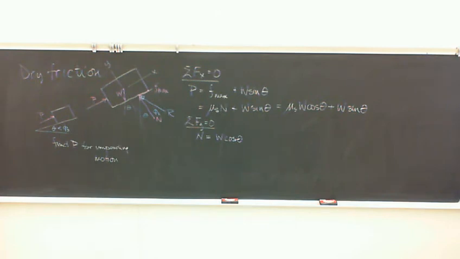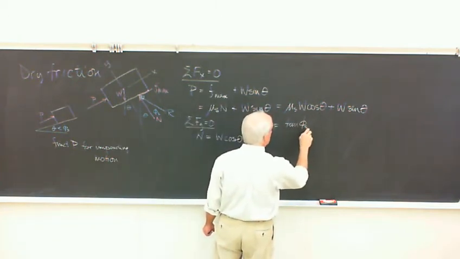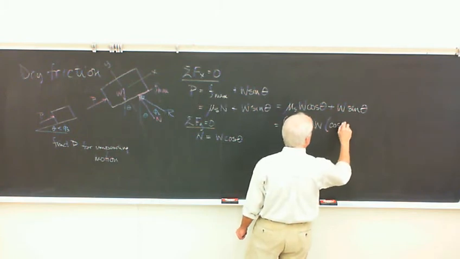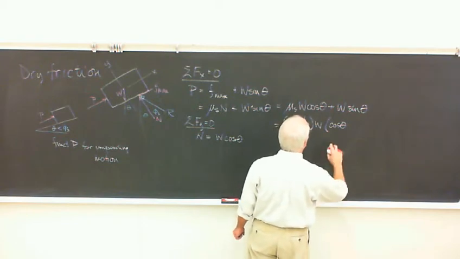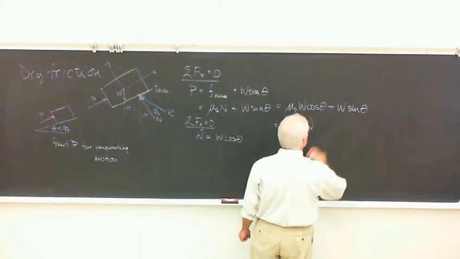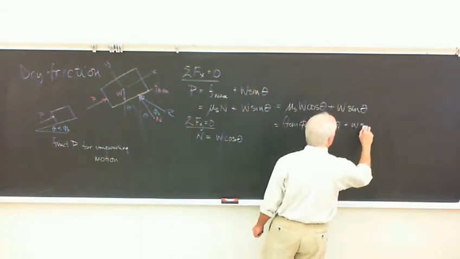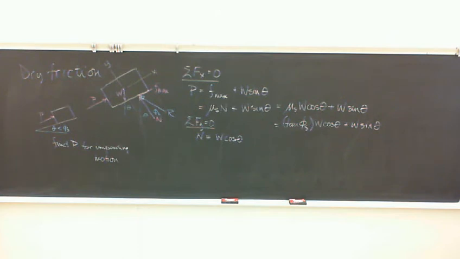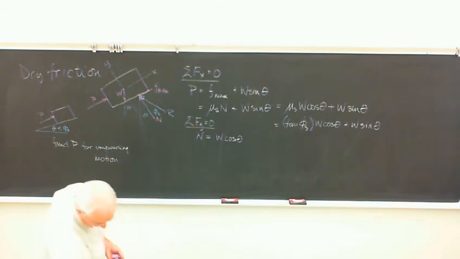And presumably all of those things are known, and we can even put in the angle if you want. Pull out W. Wouldn't it be easier just to leave it as it was? Since presumably the weight, the coefficient of friction, and the angle are known, we can find out what P equals from that.